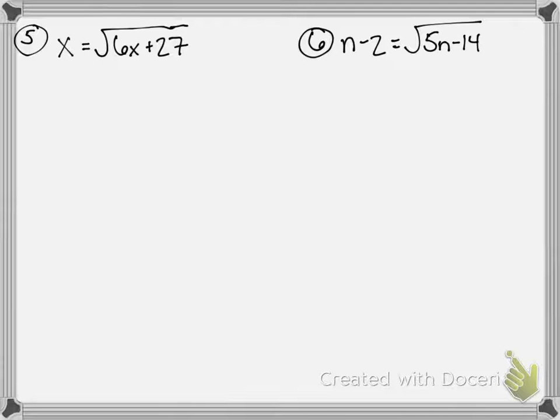I need to get that square root to go away. So keep in mind it's a second root. So to undo a square root, we're going to square each side. That'll give me x squared on the left side. The right side will leave me with just a 6x and a 27.